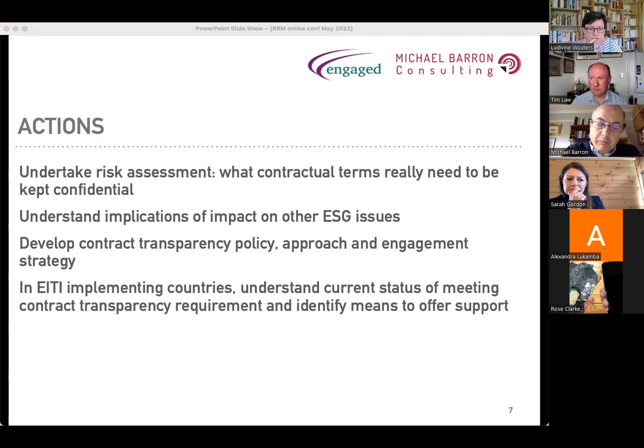And if you are operating in one of the 56 EITI implementing countries, understand what the current status of meeting the contract transparency requirements is, where the country's got to, and whether there is an opportunity here for you as a company to offer support, engage on this issue, and be part of the debate rather than sitting outside it and letting it wash up on your shore. So I think with that, I will finish speaking and I'm happy to answer questions.